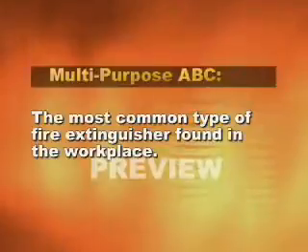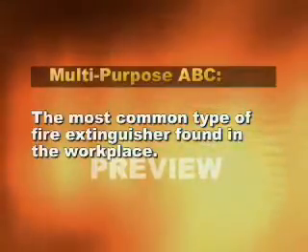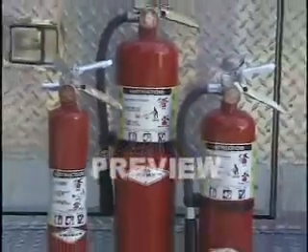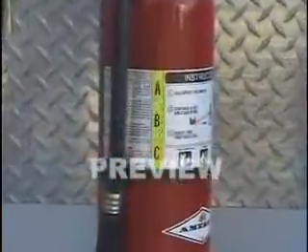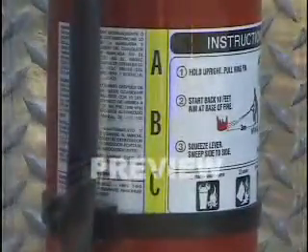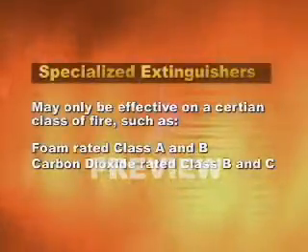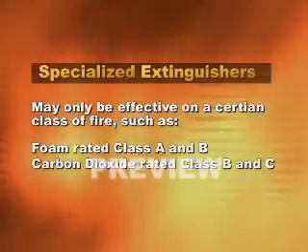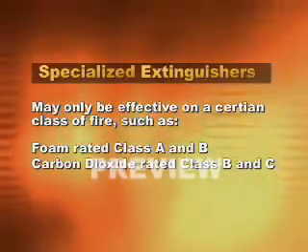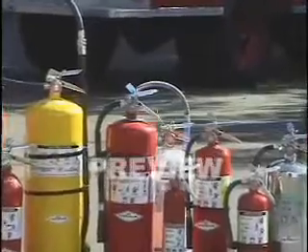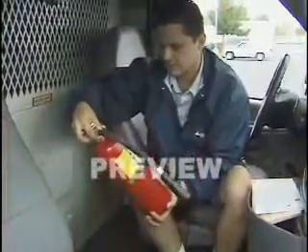The most common fire extinguishers found in the workplace have a multi-purpose ABC rating. These extinguishers are effective on Class A, B, or C fires. Special extinguishers for Class D and Class K hazards are only required where those special hazards exist. Other specialized extinguishers may only be effective on a certain class of fire, such as foam-rated Class A and Class B, or carbon dioxide-rated Class B and Class C. It's important to know what type of fire extinguishers are available in your workplace, so be sure to read the label.